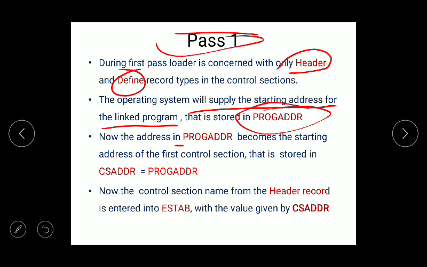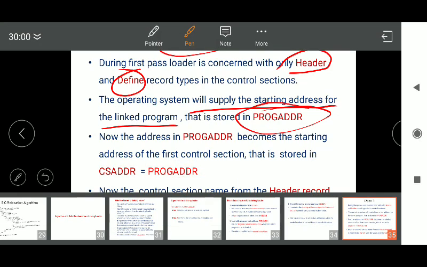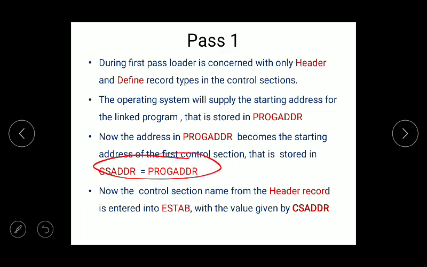Now the address in PROGADDR becomes the starting address for the first control section that is stored in CSADDR. The first control section is always the main program, that is our copy program. What is the address assigned for that copy program? That is nothing but PROGADDR. So the starting address supplied by the operating system, which is stored in PROGADDR, will be assigned to CSADDR. So initially both the values are the same, CSADDR and PROGADDR are the same.